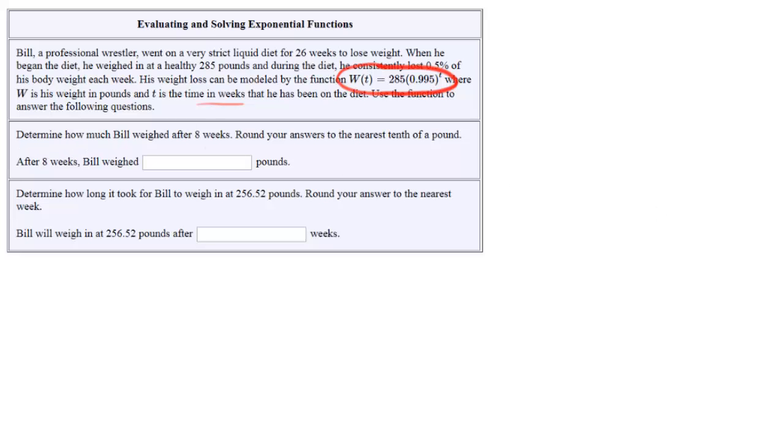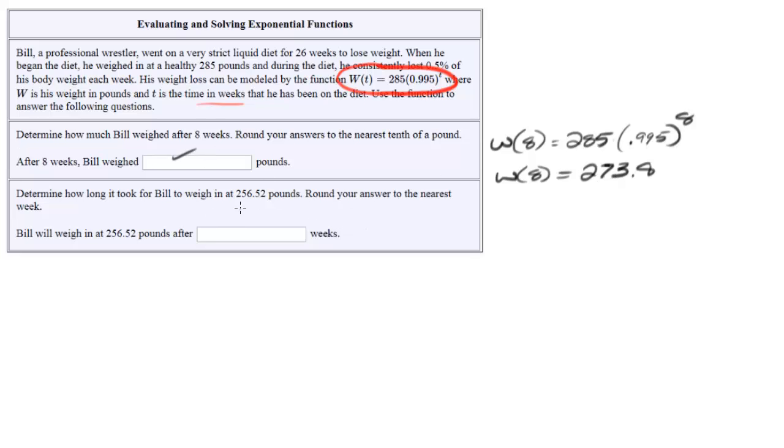Well, in this case, is simply just plugging in 8 into our function. So we're going to find the weight at week 8. That's just 285 times 0.995 raised to the 8th power. And when I plug that into my calculator, what I get is 273.8, I guess, would be the easiest way to do it. Here's 1/10 of a pound. There we go. So that would be this first answer.